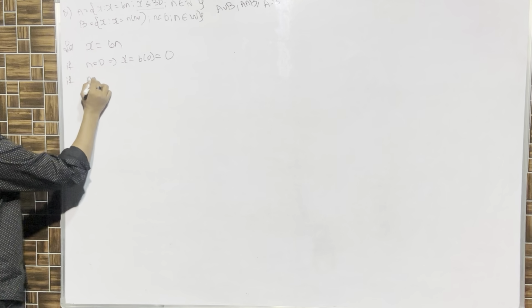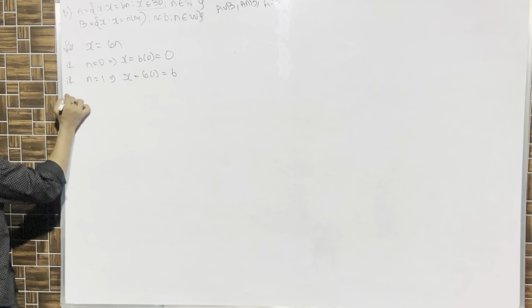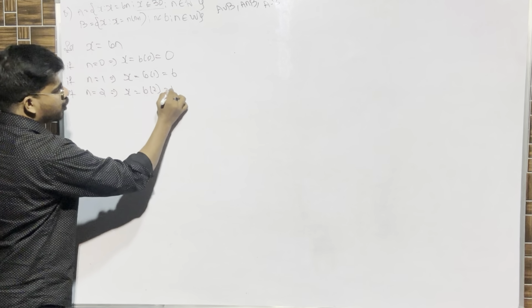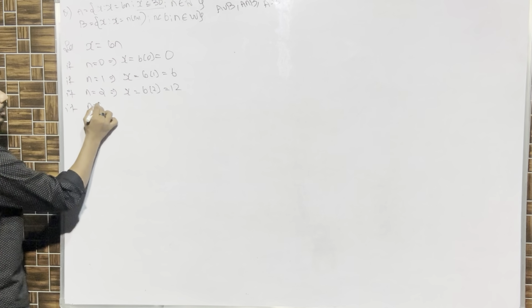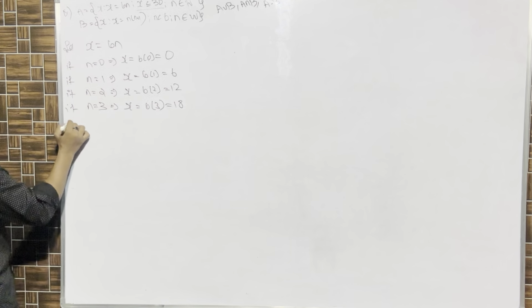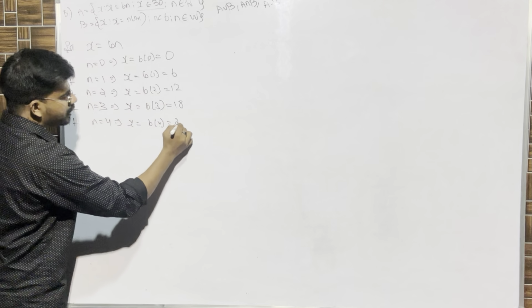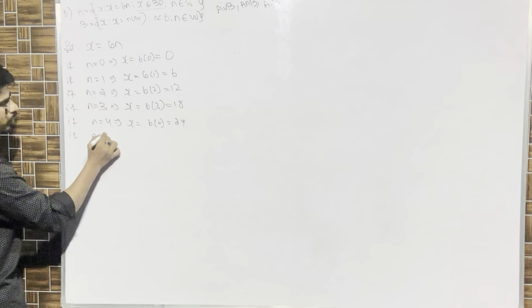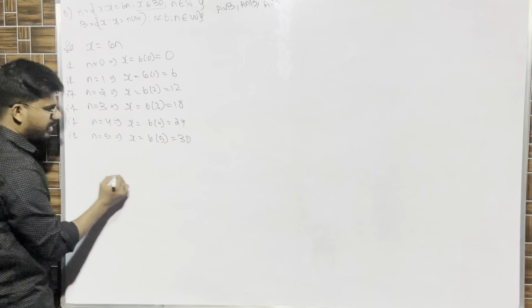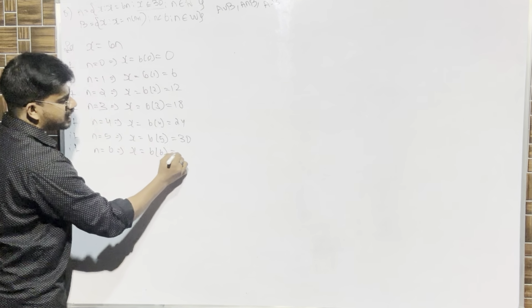Next, if n is equal to 1, x is equal to 6 into 1, which is 6. Next, if n is equal to 2, x is equal to 6 into 2, 12. If n is equal to 3, x is equal to 6 into 3, 6 3s 18. If n is equal to 4, x is equal to 6 into 4, 6 4s 24. If n is equal to 5, x is equal to 6 into 5, 6 5s 30. If n is equal to 6, x is equal to 6 into 6, which is 36.